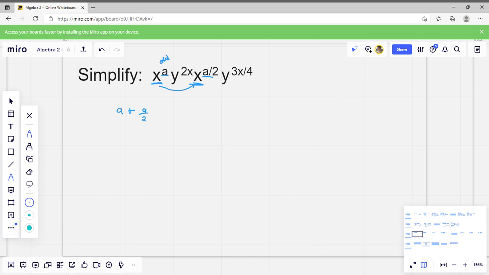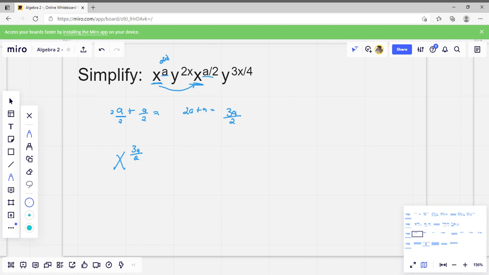To simplify that, we're going to have to multiply this side times 2. So we have 2a over 2. So we would end up with 2a plus a, which would be 3a over 2. Okay, so that's our x, this exponent.